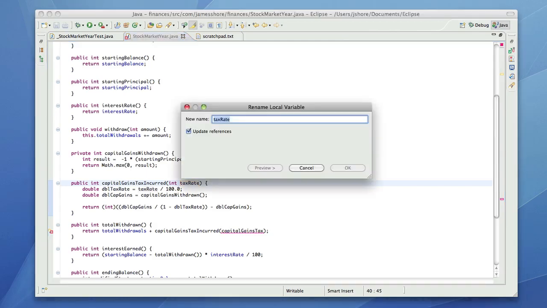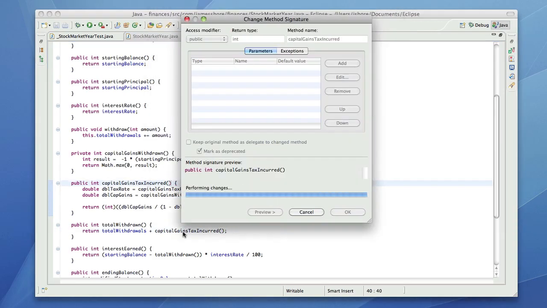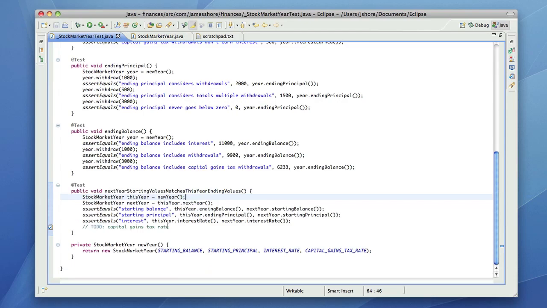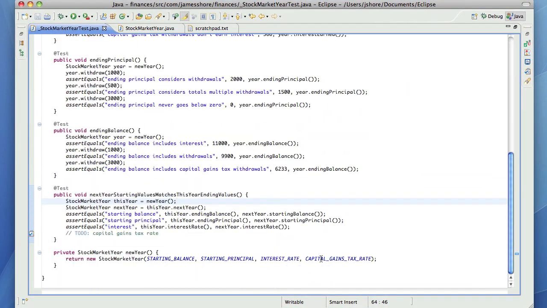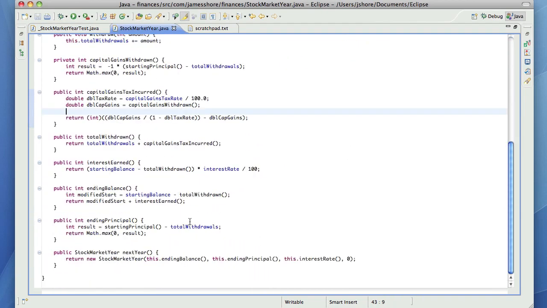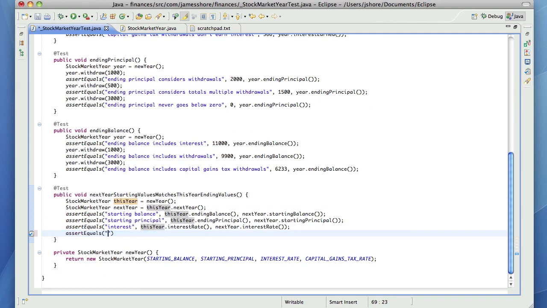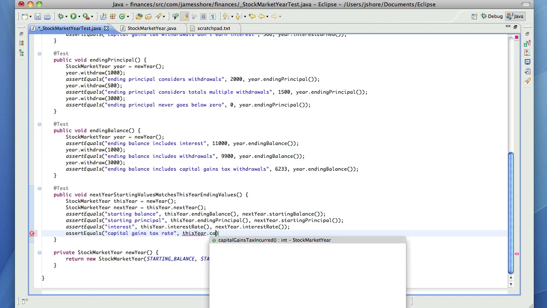This is not going to work. All right, so I think we've got that all factored out. Now we've got the capital gains tax rate coming into the constructor. How does that read? Seems pretty good. Okay, let's fix up that next year. We don't have a way of actually seeing that. Well, let's go ahead and add it.